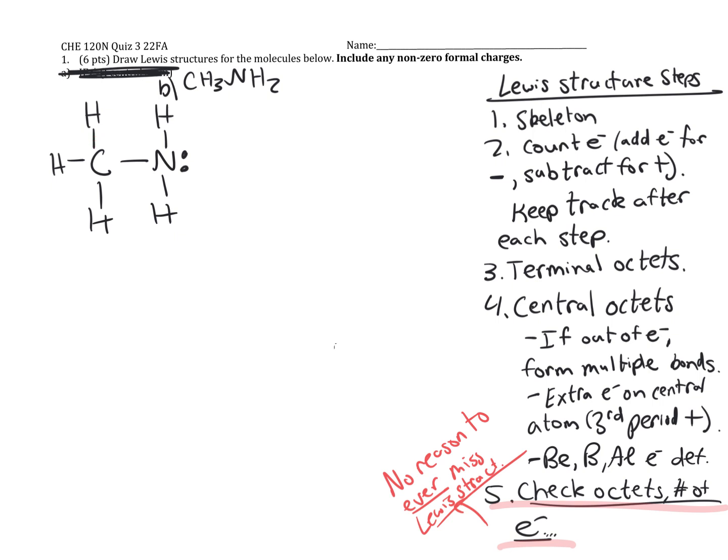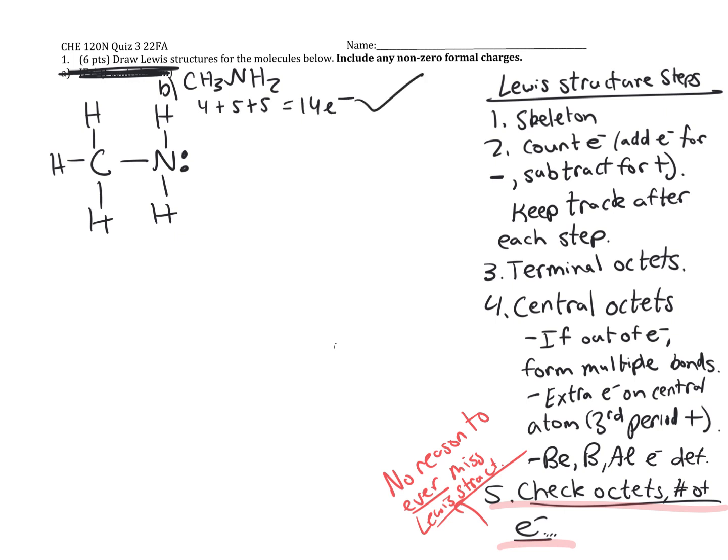We have octets around the carbon, octets around the nitrogen. Each hydrogen has a duet, so that's good. We've done our octet check. The total number of electrons in our structure, we'll just add all of that up. 2, 4, 6, 8, 10, 12, 14. And we were hoping to have 4 plus 5 plus 5 is equal to 14. So it does actually check out.